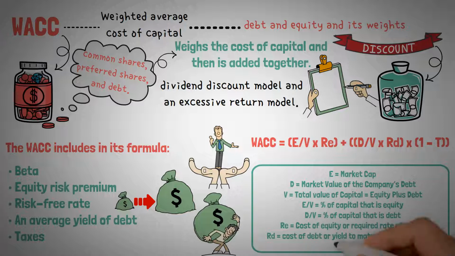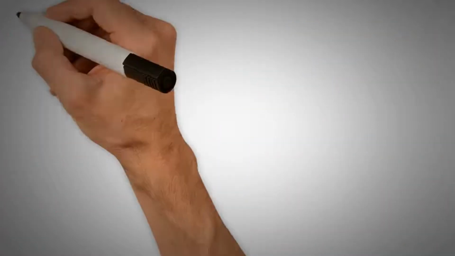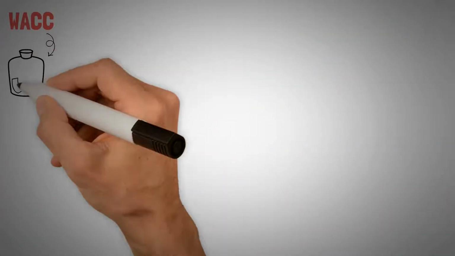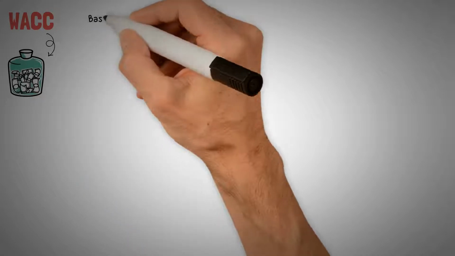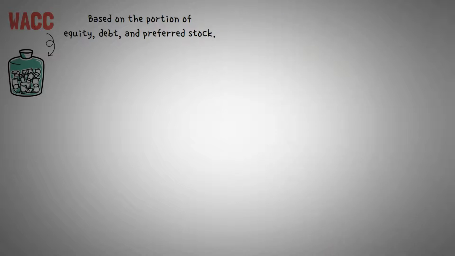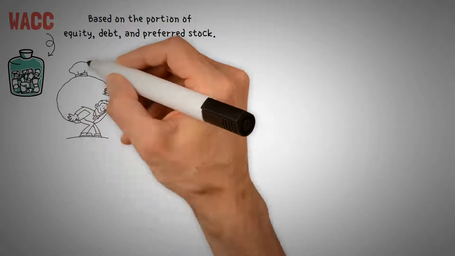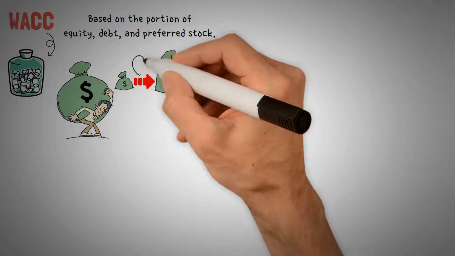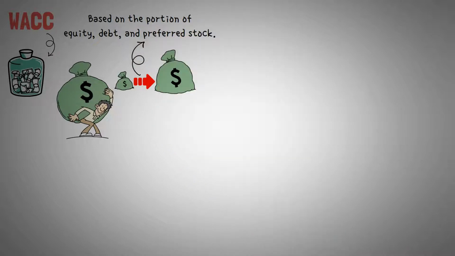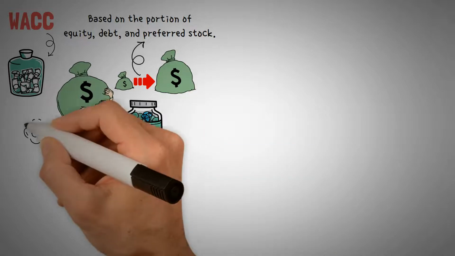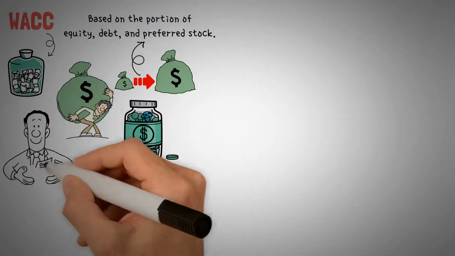T equals tax rate. The purpose of WACC is to determine the cost of each part of the company's capital structure based on the portion of equity, debt, and preferred stock. Each component of the formula has a cost to our company. Each company pays a fixed interest rate on its debt and preferred stock. Even though a company doesn't pay a fixed rate on its equity, it may pay dividends in cash to its stockholders.